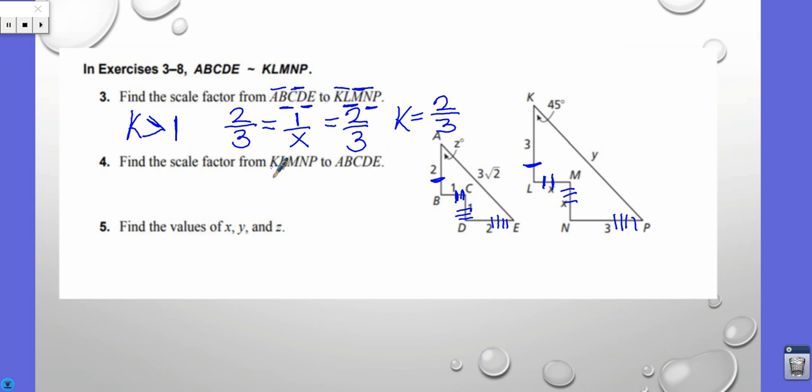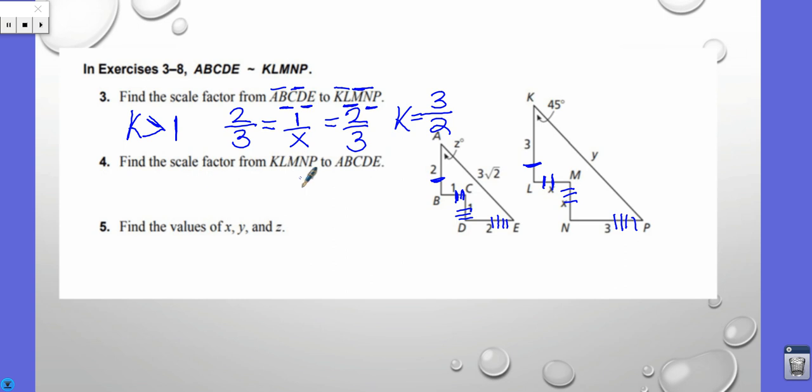Now it says find the scale factor. Wait, I'm wrong. So it says to find the scale factor to get from 2 to K. Well, we know that K has to be greater than 1. And we already know these are similar. So if K has to be greater than 1, and I did this to show that they were similar, then what you have to do is say, if this is going from small to big, you need to do your scale factor from big to small, okay? And this will just help you to solve for X, the letters that you need.